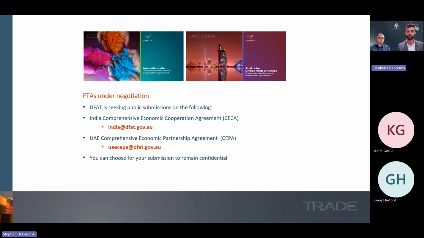But we also do want businesses who might not always be a part of those consultations or want to find other ways to contribute to please make submissions to those negotiating teams. And we've got the email addresses there for businesses to put those to us. By default, those submissions are published on our website, but you can just let the team know when you send that email through that you want your submission to remain confidential, in which case we can do that as well. That's not a problem.